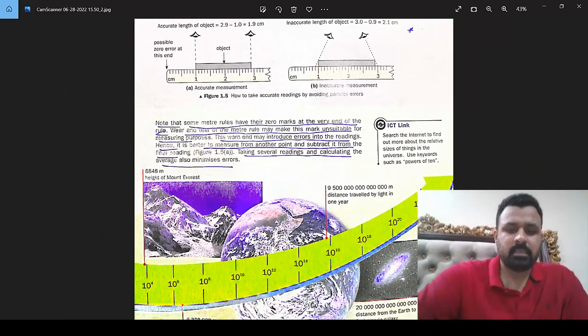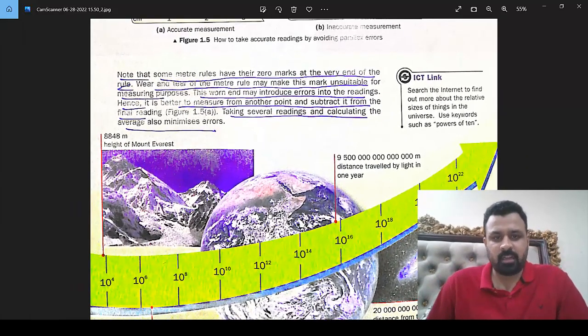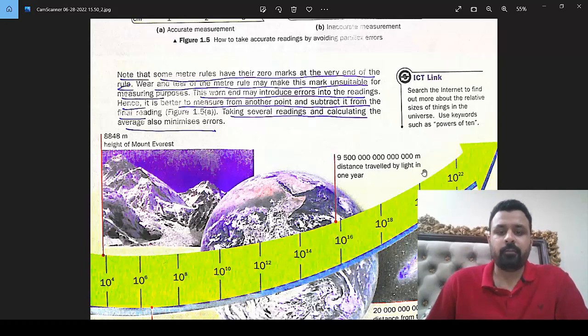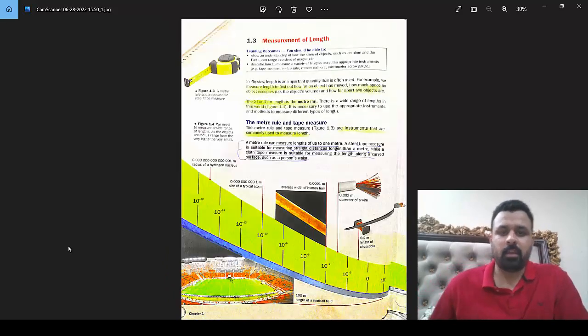So this is another observation where larger values are measured, and we mentioned the prefixes in the previous lecture. Here you can see the distance traveled by light in 1 year. It is 9.5 times 10 raised to power 15 meter. So 10 raised to power 15 meter is a larger value, so we use the better notation in powers of 10. So this is about the measurement of length.